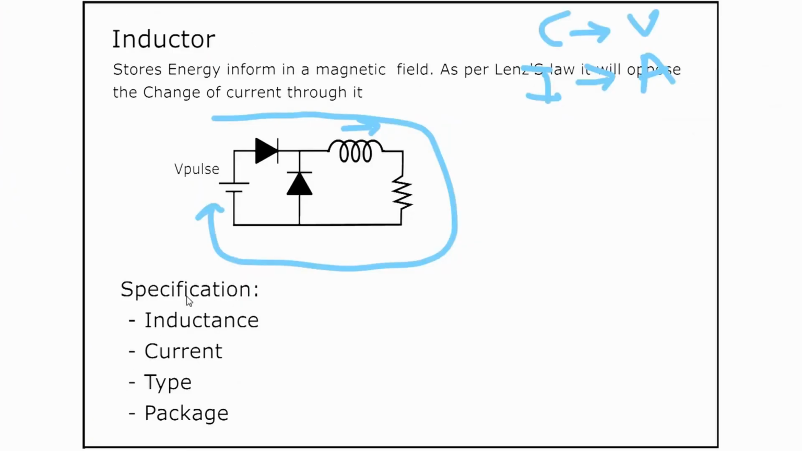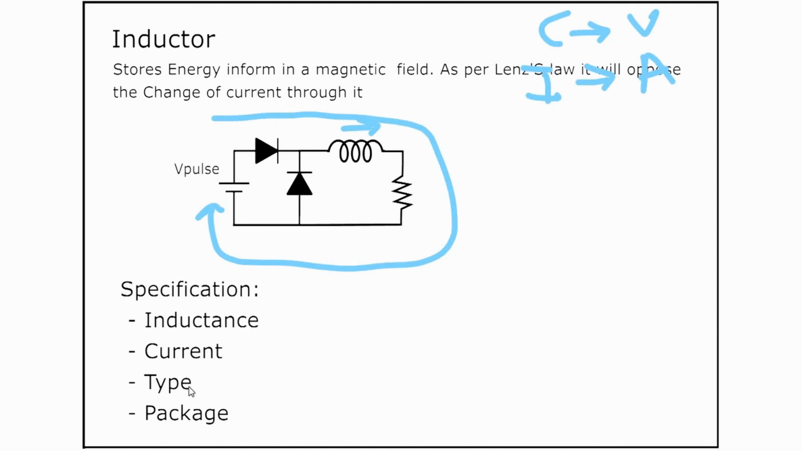Now let's look at what are the specifications for the inductor. One is the inductance that you have to specify in farad. Then the current. We have to specify what will be the current rating of the inductor. Let's assume we have bought a 1 amps inductor. If we exceed that current rating, the inductor will get into saturation mode. At this point, it will no longer work as an inductor. It will just work as a piece of wire.